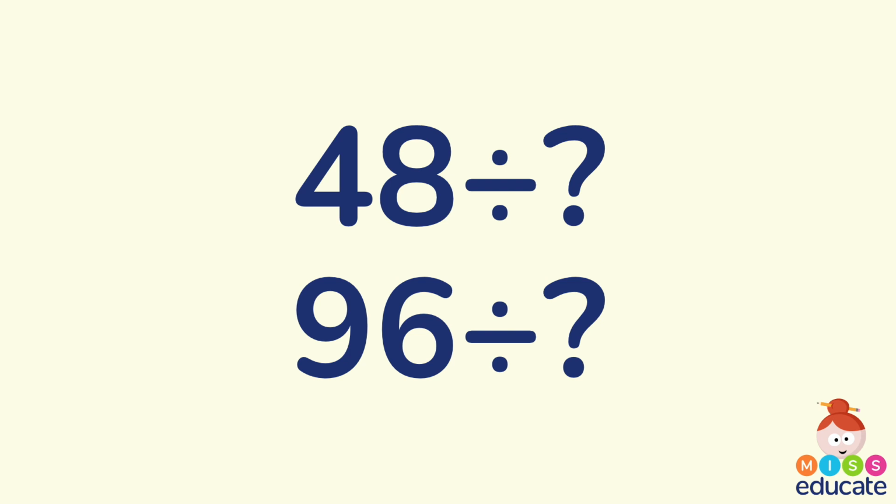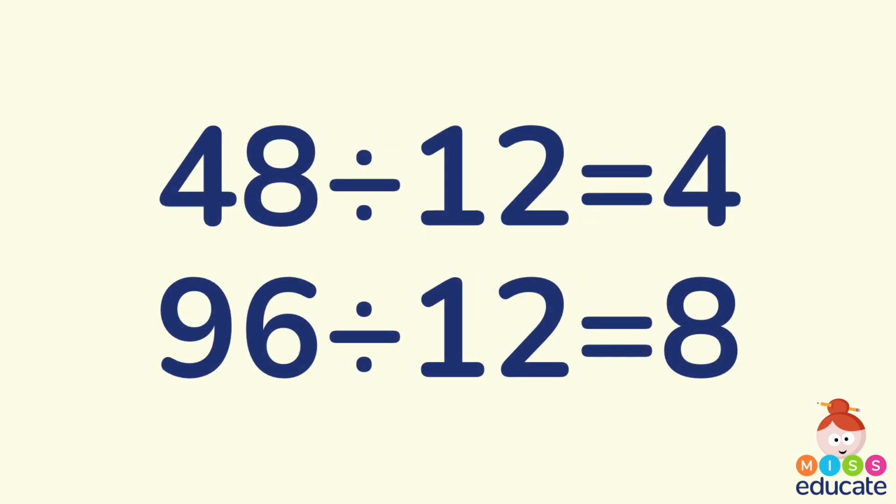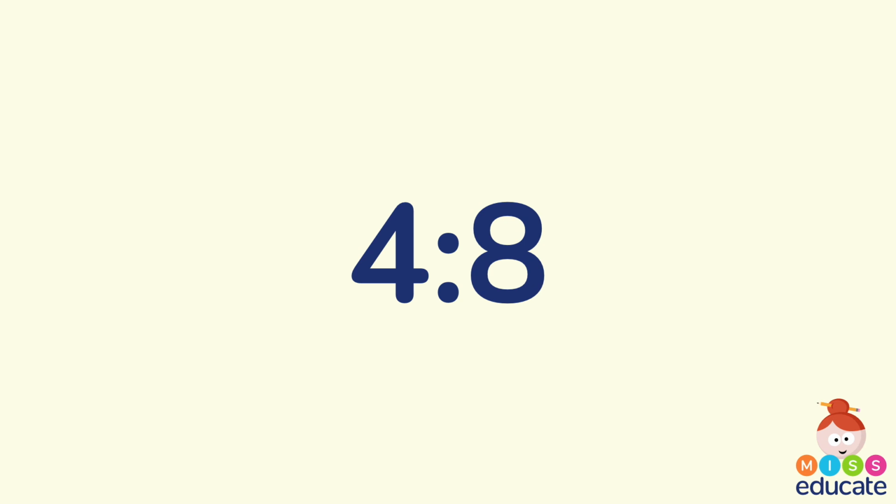So think about the times tables. Which times tables does 48 and 96 appear in? We could divide it by 12. Okay, so 48 divided by 12 is 4. And 96 divided by 12 is 8. That makes our ratio 4 to 8. That's much more simple than looking at 48 sheep to 96 pigs. We know for every 4 sheep, there are 8 pigs.